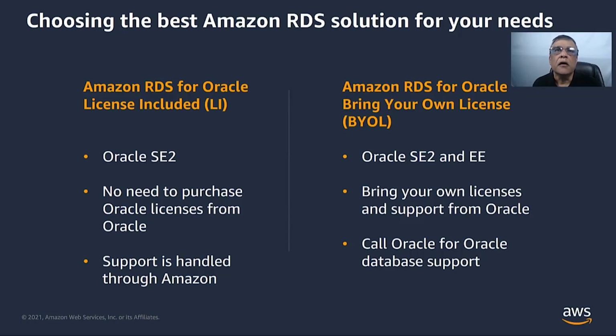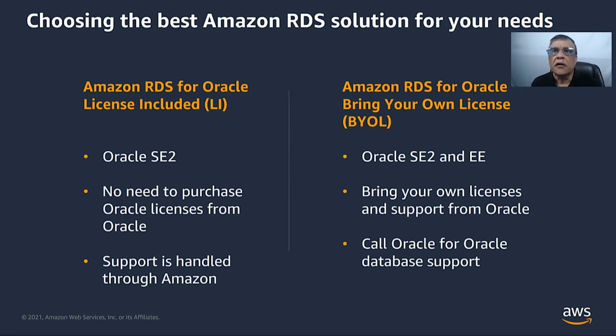When provisioning an RDS Oracle database with the Amazon RDS service, you have two options to secure the licenses for running the Oracle database. The first option is where the license is included with the price of the RDS service. There is no need to purchase separate Oracle licenses for running this database. The support for this database is also handled through AWS services.